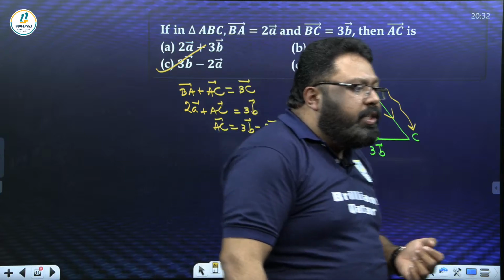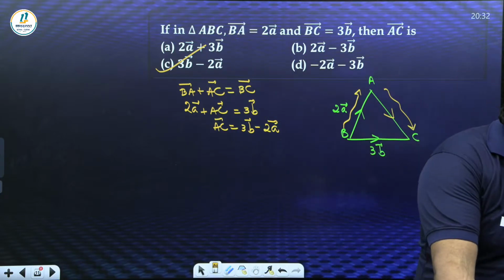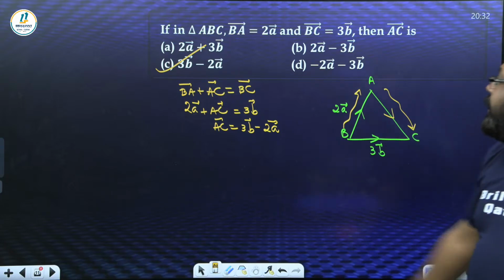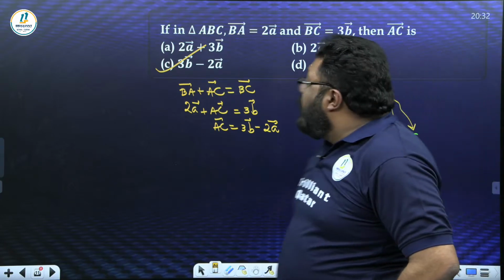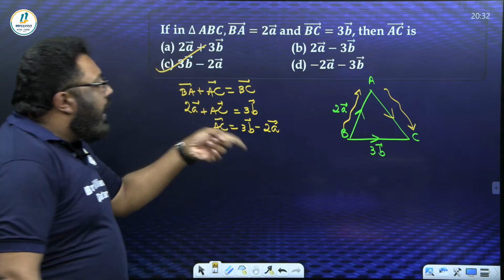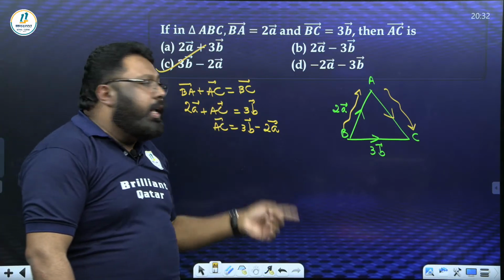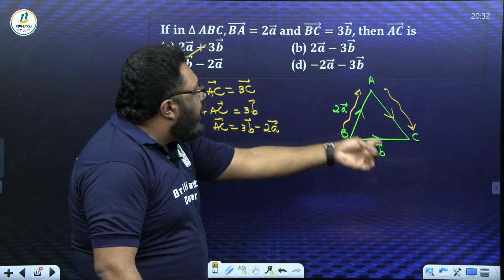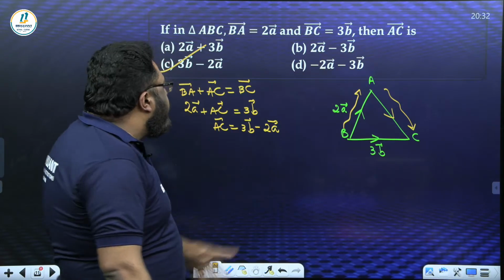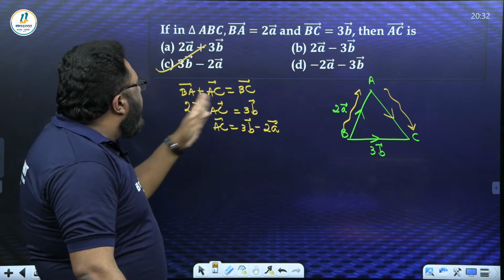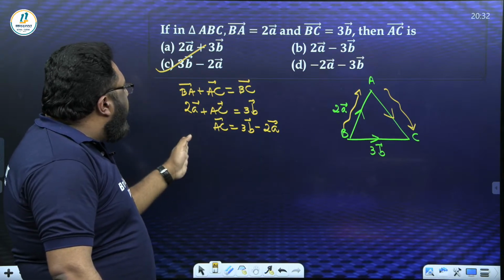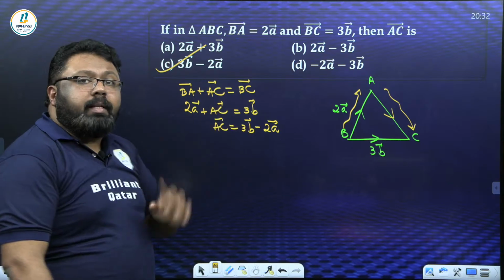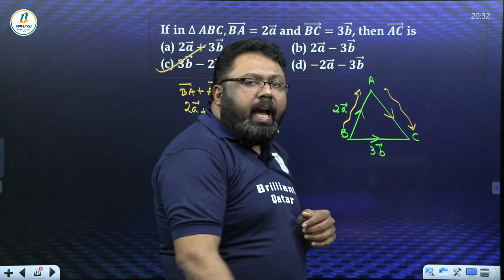3b minus 2a. Triangle law of vector addition. I don't see anyone getting the right answer here this time. See, triangle law of vector addition, my dears, please be careful. In same order, two vectors are added: BA, AC, and I want to get BC. So BA plus AC equal to BC. So BA is 2a, BC is 3b. So I took 2a to the other side, 3b minus 2a equal to AC. I hope everybody understood. Yes? Okay, good.